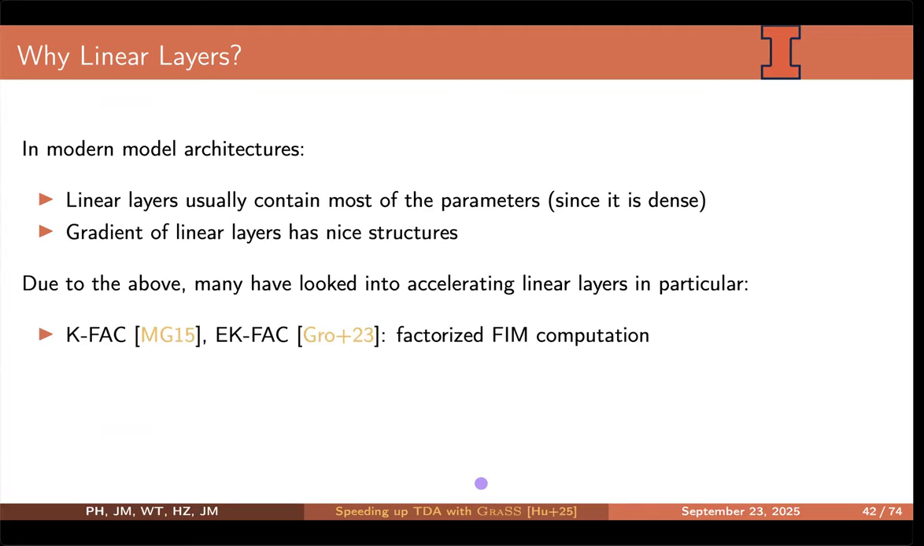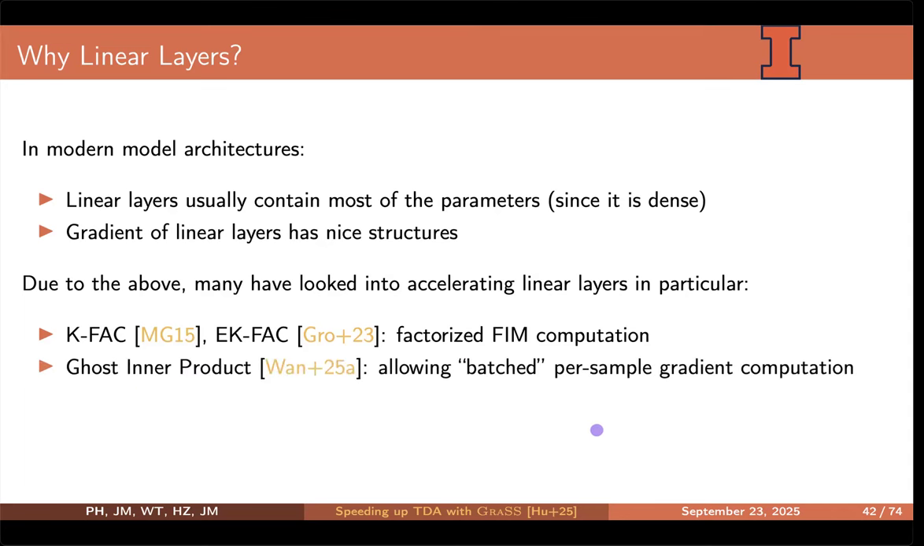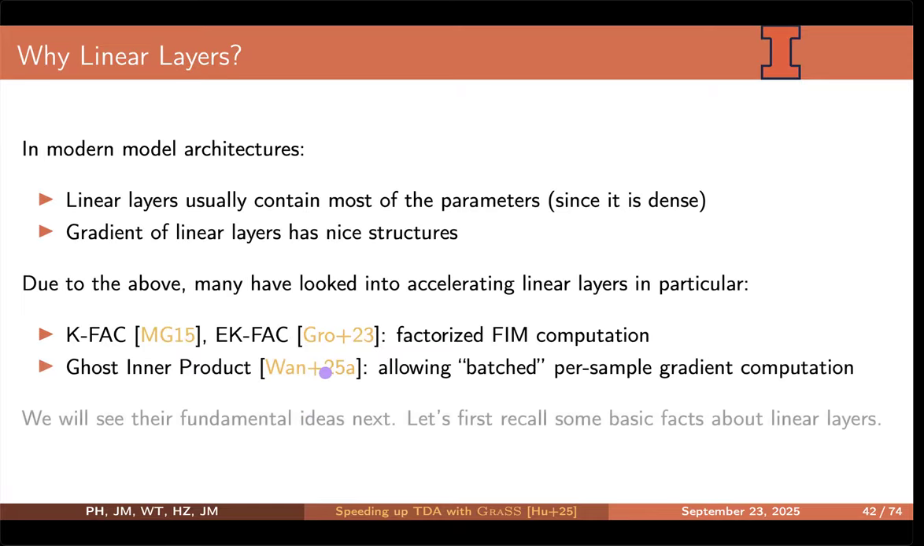So for example, KFAC and EKFAC are all trying to exploit this idea, and also the same for Gauss inner products, which basically tells you that you can do batch per-sample gradient computation. While we are not going to talk too much about this, what we're going to see will basically be the fundamental ideas of all these works.